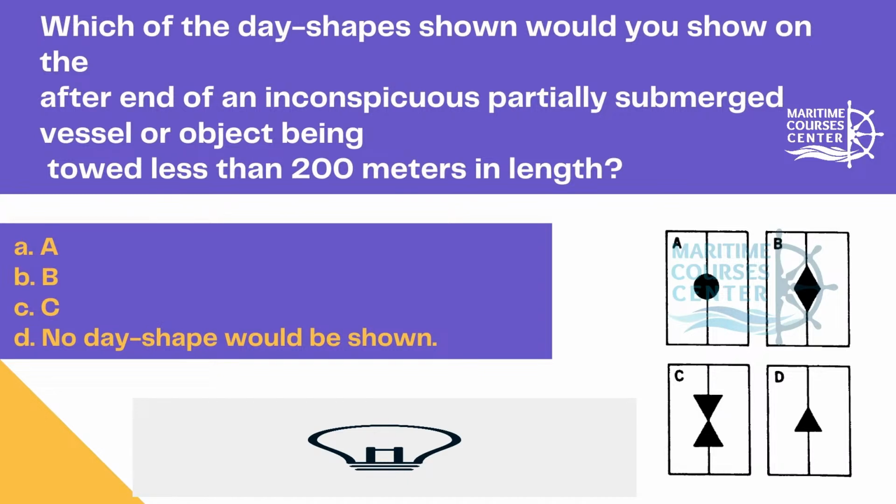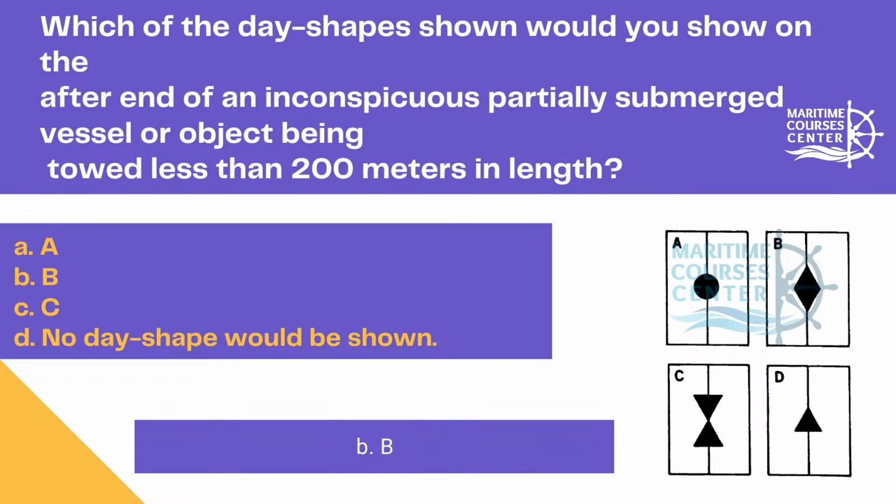Which of the day shapes shown would you show on the aft end for a vessel submerged or object being towed for less than 200 meters in length? We have here a picture for A and B and C and D. Could you please think about it? Which answer is going to be right? A or B or C or D? No day shape would be shown. Yeah, that's right. The right answer is going to be picture number B.